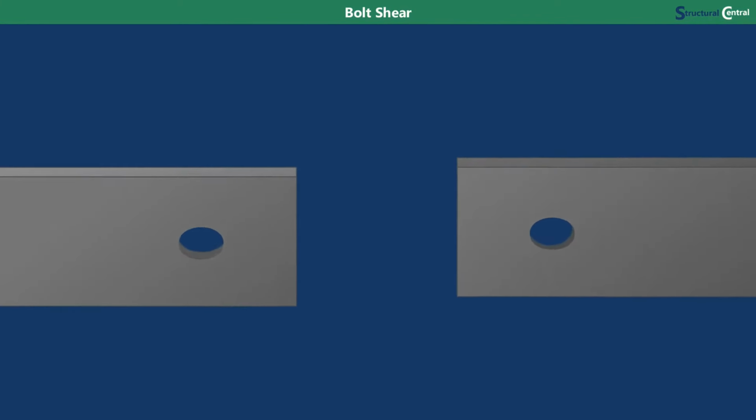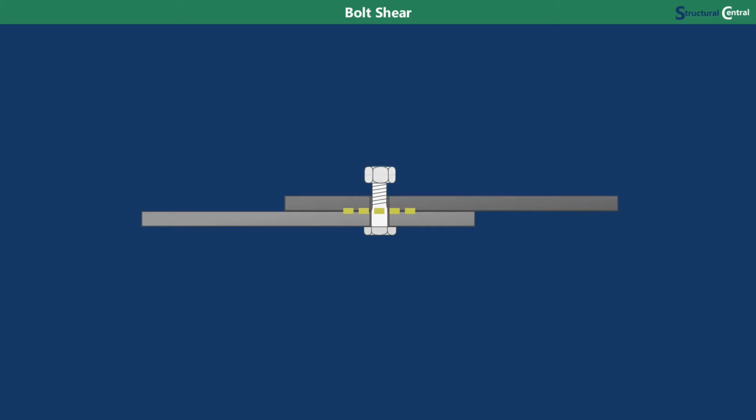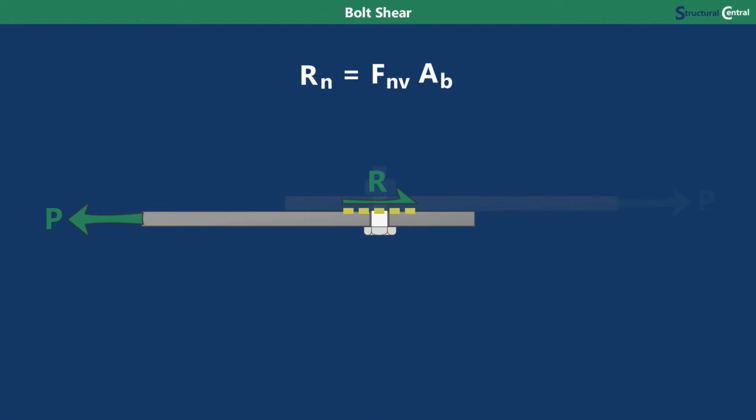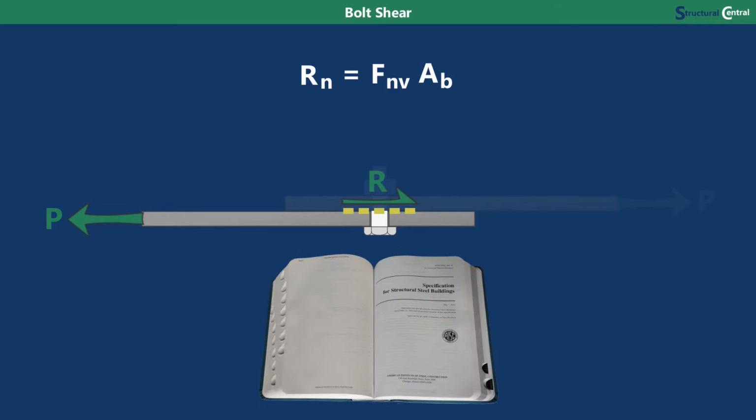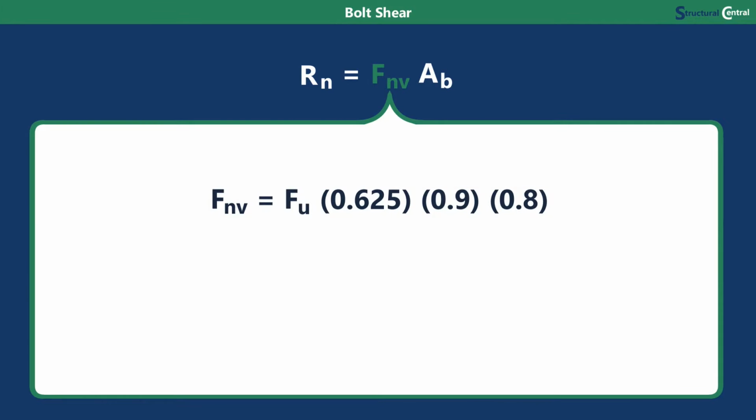When a force is transferred from one steel element to another, it will be carried across this plane through shear stress in the bolt. The shear strength of the bolt can be determined using equation J3-1 of AISC 360, which is the specification for structural steel buildings found in the back of the steel construction manual. It says that the shear strength Rn is equal to the nominal shear stress Fnv times the area of the bolt Ab. To get the nominal shear stress Fnv, you take the minimum tensile stress Fu, which comes from the ASTM specification used for the bolt material, and then multiply it by these three factors.